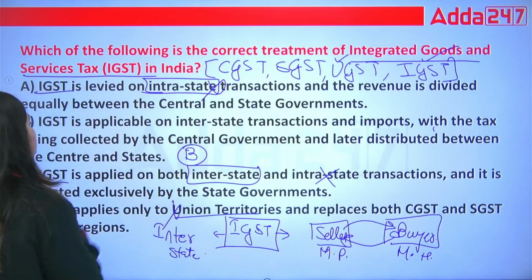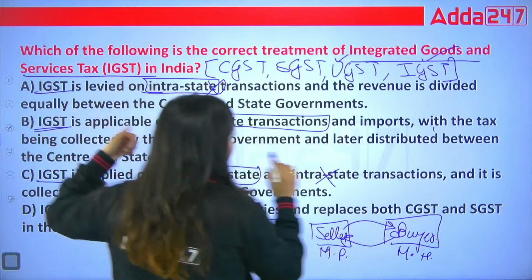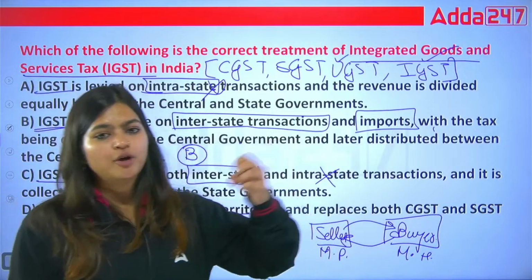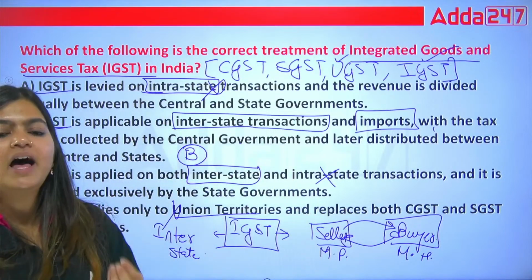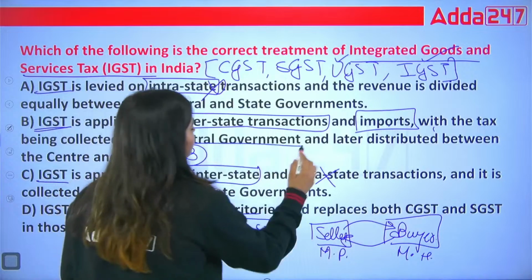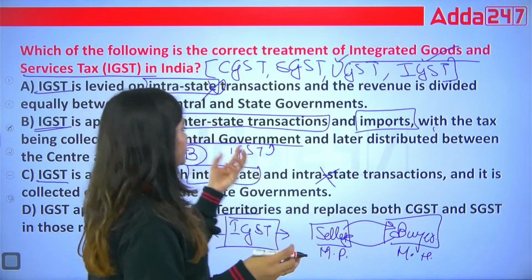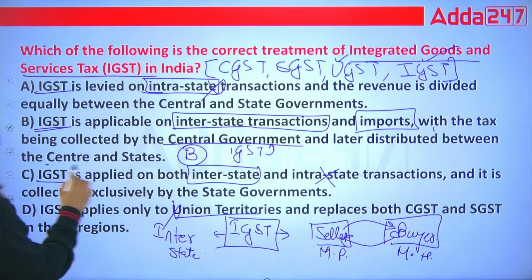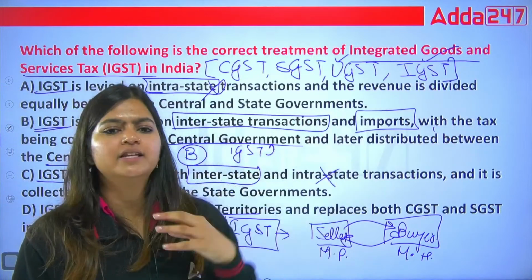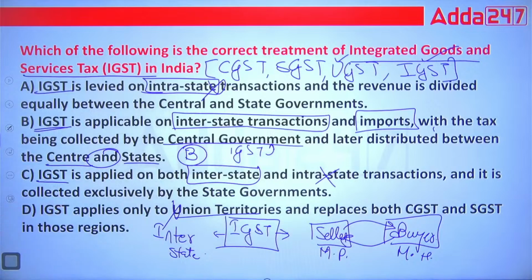But why is B your right answer? Let's have a look. IGST is applicable on interstate transactions, that is correct. Next, it is also imposed on imports. If you are importing anything from outside, then also you need to pay the IGST. Whatever amount is collected, first IGST is collected by the central government. Later, this IGST amount is distributed equally between the center and the state, and that is done by the government officials only. That is not our duty, that is the duty of the government departments. So the correct answer of this question is B.